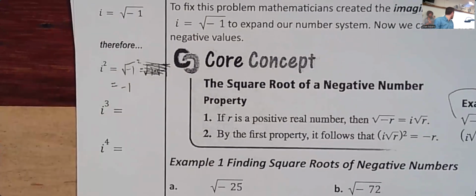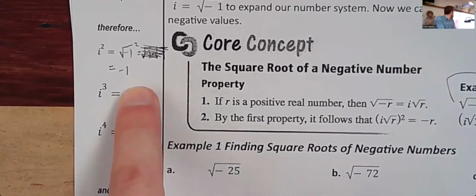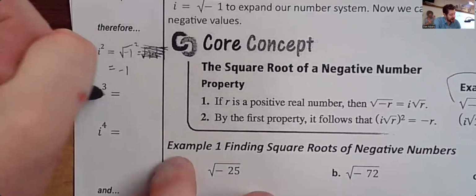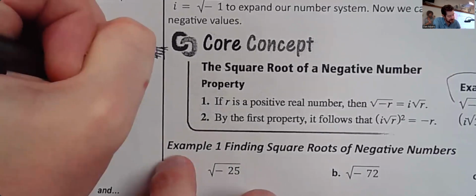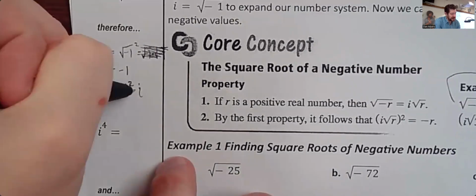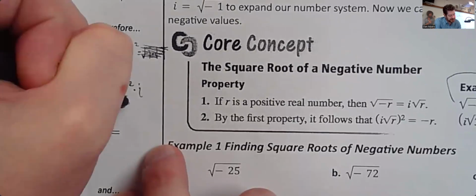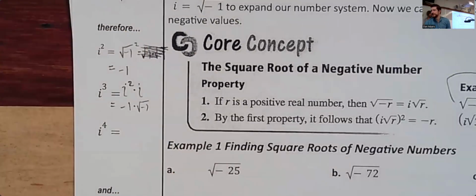All right, how about the next one? How about to the third power? Let's just go ahead and use negative 1, because for i to the third power, can we agree for a second that this would be i squared times i? We break it apart, i squared times i. I squared is negative 1, isn't it? Okay. So this would be equal to negative 1 times the square root of negative 1.